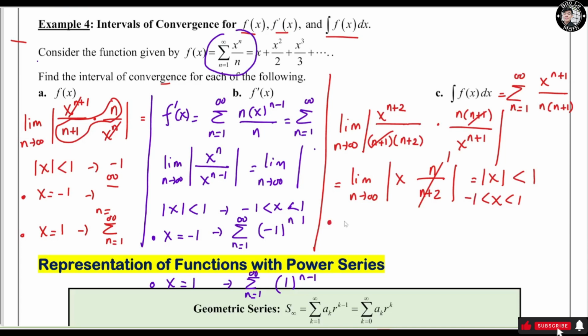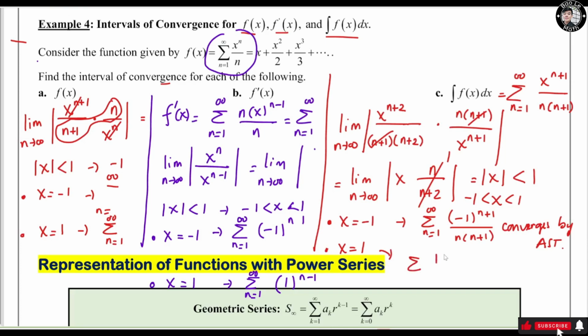We need to check the endpoints, so s equals -1. Substitute back over here. So we have the series n goes from 1 to infinity of -1 raised to the n plus 1 over n times n plus 1, and this series converges by the alternating series test. Now, s equals 1. So we have the series 1 raised to the n plus 1, which is going to be 1, over n times n plus 1, when n goes from 1 to infinity.